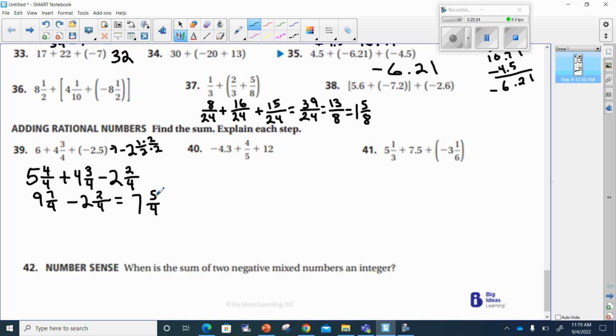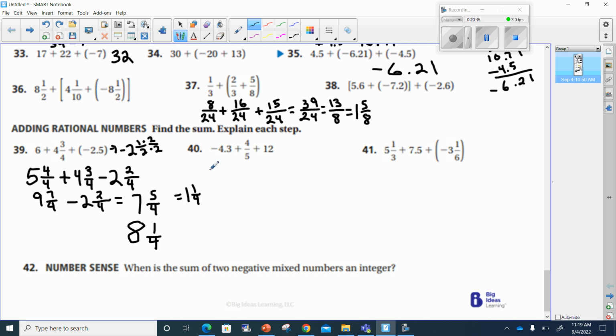Now I have to fix this because this is a mixed number with an improper fraction. I know that 4 goes into 5 one time, so 5 over 4 is really 1 and 1/4. That means that 1 is going to get added onto the 7. So this is going to be 8 and 1/4.